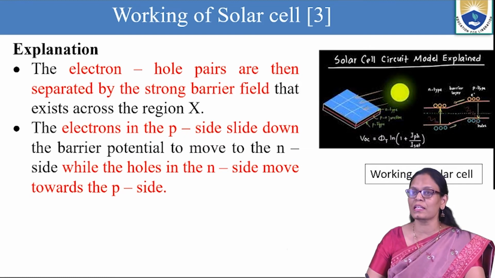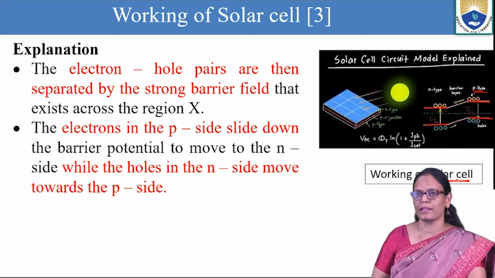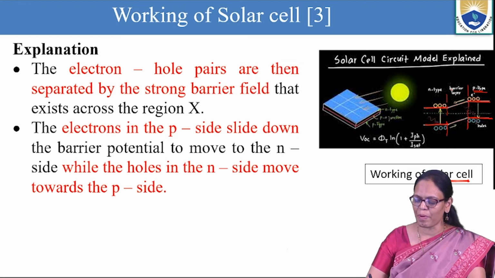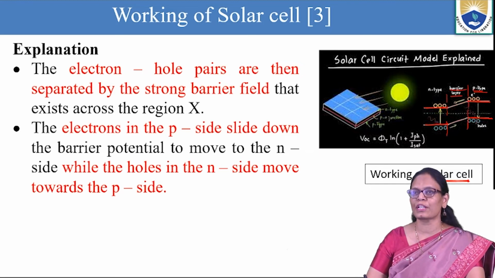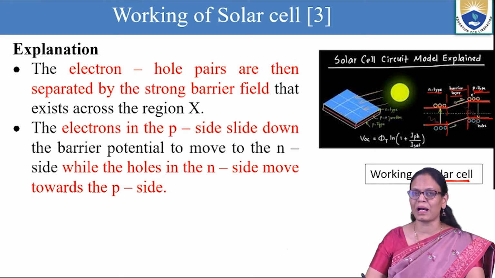Now here we will try to see the energy band diagram. Whenever we have seen an energy band diagram, the P side is always at a higher energy level than the N side. So this is the N side and this is the P side. So we are seeing the energy band diagram for a PN junction which acts as a solar cell. Now, this is the barrier layer, or we call it the potential barrier. So, P type, N type, and then there is a barrier here.